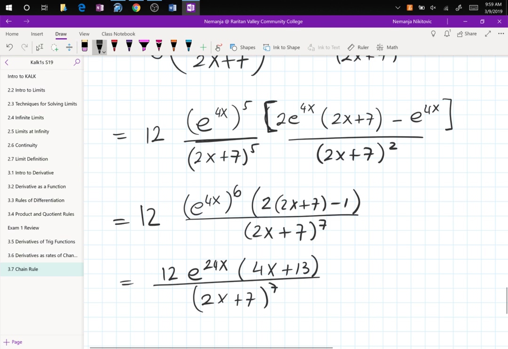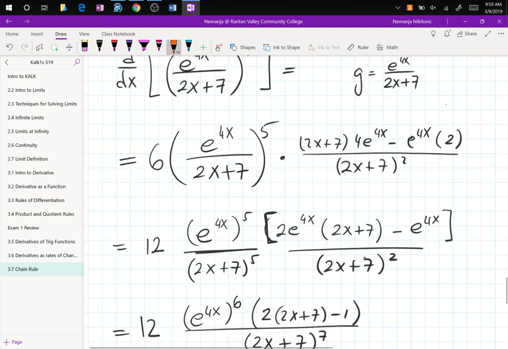So now, in chapter 4, you say equal to 0, and then you have your e to the 24x equal to 0, no solution, and you have your 4x plus 13 equal to 0, where x is equal to negative 13 over 4. So the only value for x that you get is negative 13 over 4.